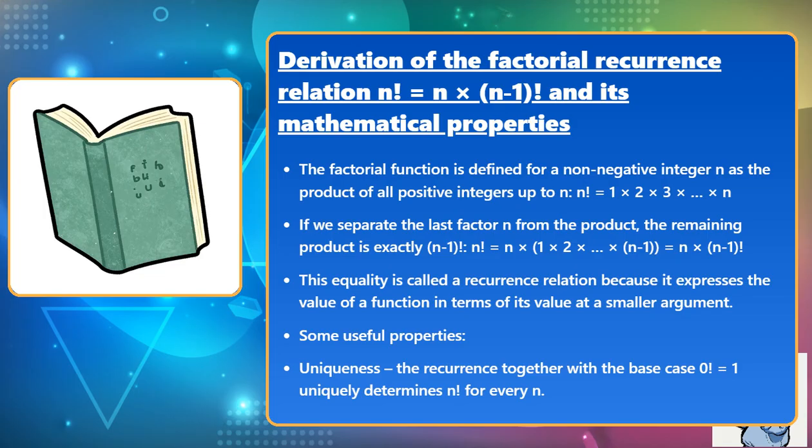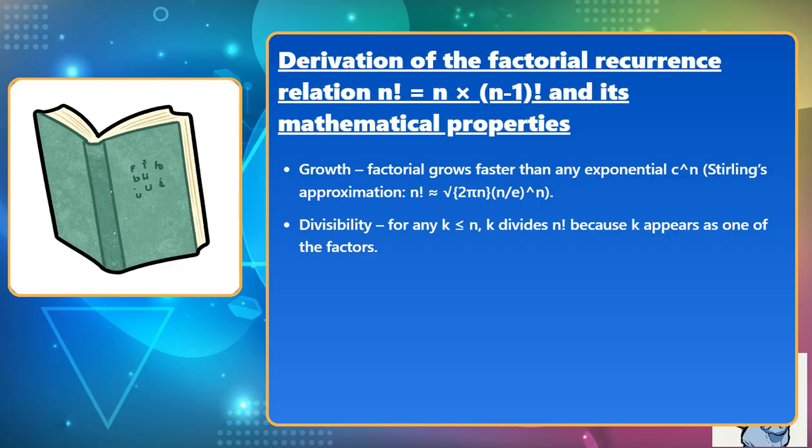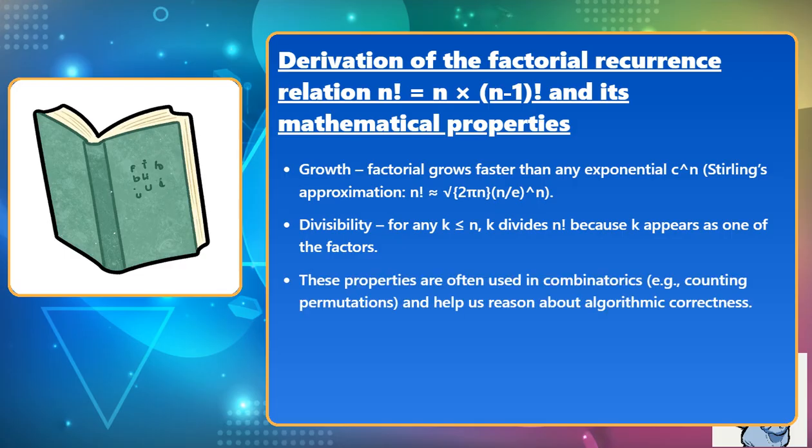Uniqueness: the recurrence together with the base case 0 factorial equals 1 uniquely determines n factorial for every n. Growth: factorial grows faster than any exponential c to the n. Stirling's approximation: n factorial is approximately square root of 2 pi n times open parenthesis n over e close parenthesis raised to the n. Divisibility: for any k less than or equal to n, k divides n factorial because k appears as one of the factors. These properties are often used in combinatorics, for example counting permutations, and help us reason about algorithmic correctness.